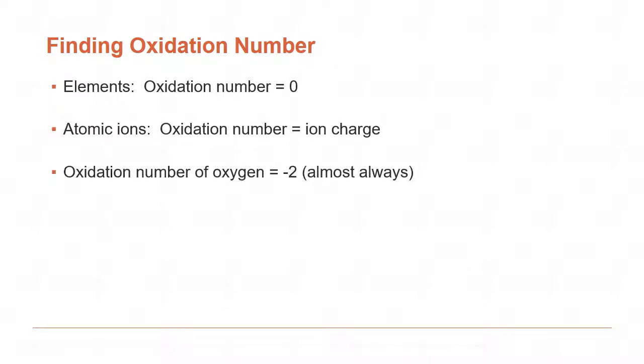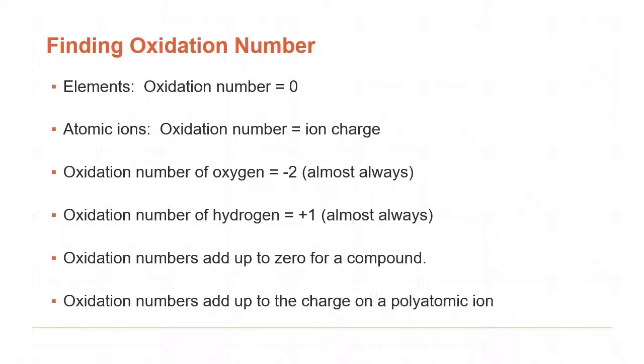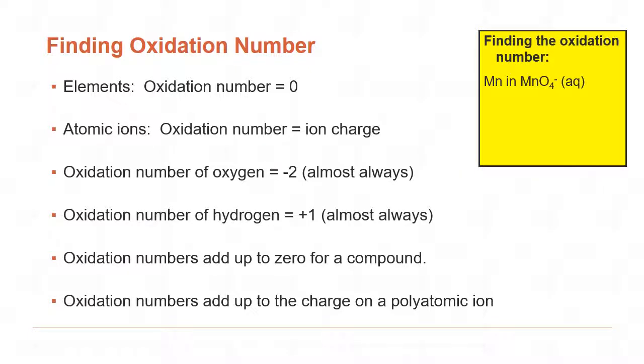Okay, let's look at an example of how we would find an oxidation number or when this would be important. Let's just get our rules here, the ones we just reviewed on the previous page. We'll set those up here as a list. And then let's look at how we would find the oxidation number of the manganese atom in the MnO4-.